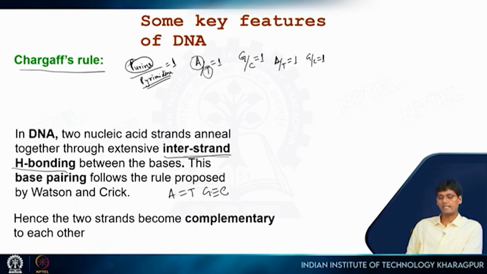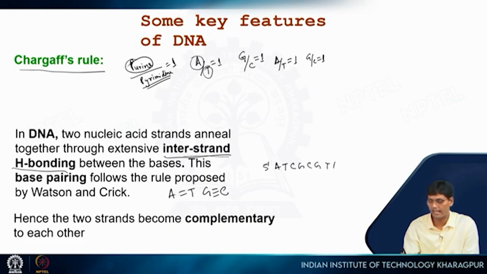As a result, for example, if I say this is the sequence of DNA: A, T, C, G, C, G, T, A, then automatically I can derive the sequence of the other strand.